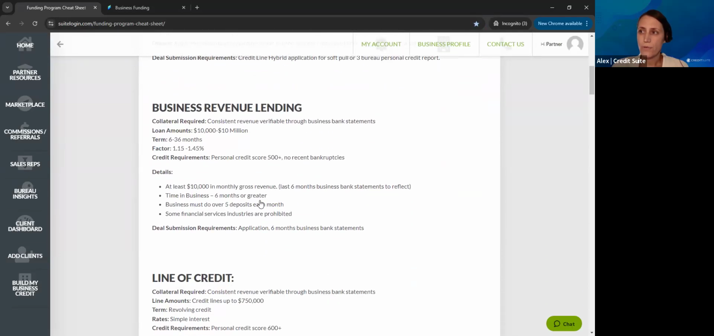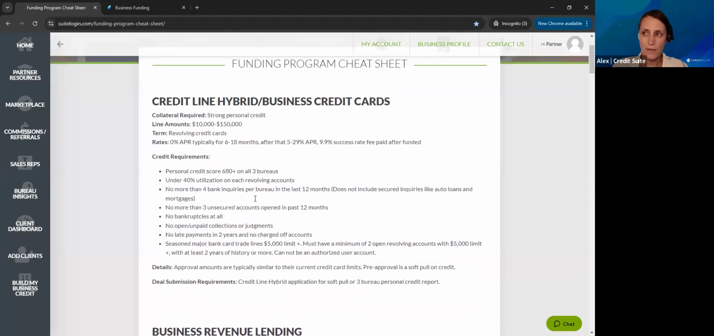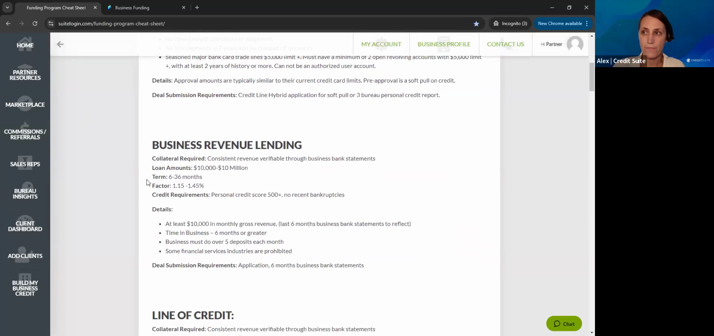So let's walk through some of these. I think a lot of people are pretty familiar with the credit lend hybrid. That's going to mirror how someone's handling their personal credit to what they can get for business credit cards. It does have the 9.9 success rate fee. It does require a personal guarantee. The amazing thing on this program is someone can do it and be brand new in business. So that's a huge plus for the credit lend hybrid.